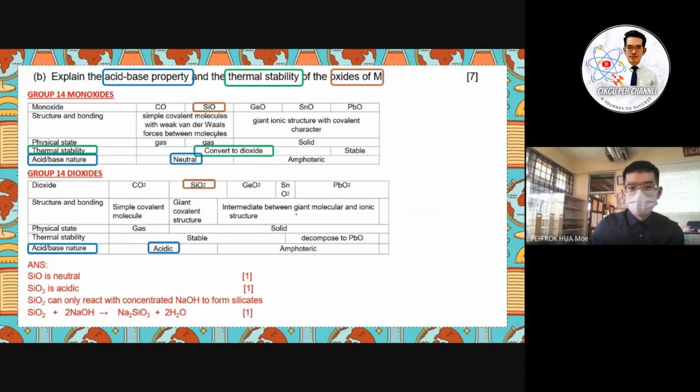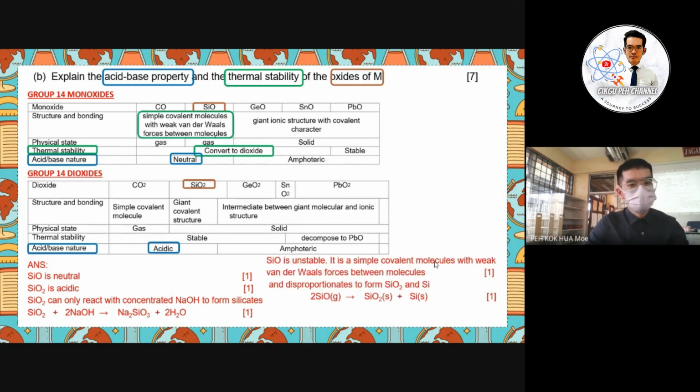And then next you have to discuss the thermal stability. So from here you can see the +2 oxidation state, silicon monoxide, will not be stable, because it is a simple covalent molecule with weak van der Waals forces. If the structure is a giant covalent structure, then the discussion will be about the Si and O bond.